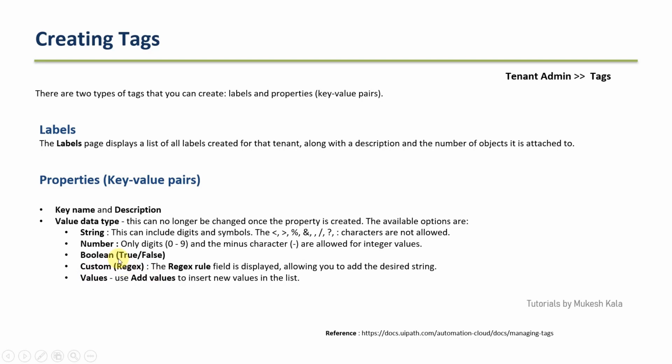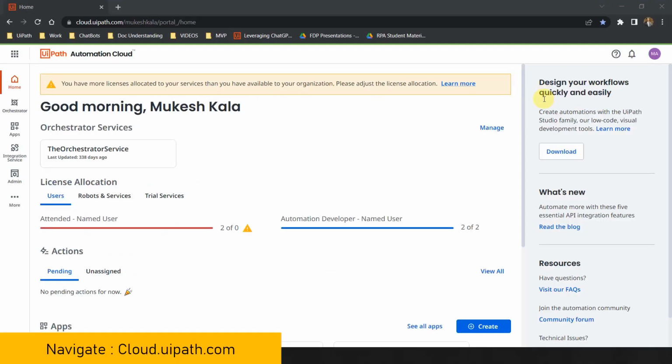So to take from this slide, you have to remember that I have two kinds of tags. One is called labels and the other is called properties. Okay, now let's move to the orchestrator and see where we can create the tags and how we can utilize them.